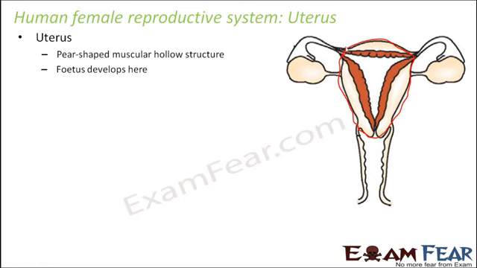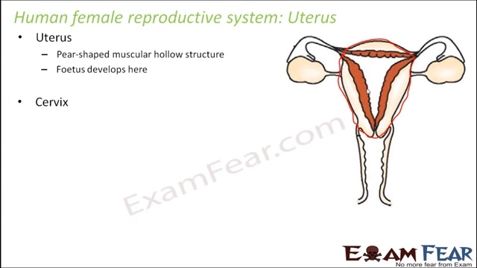The fetus develops here. The egg which was released from the ovary gets fertilized, passes through the fallopian tube, and finally reaches the uterus, and then that fertilized egg develops into a baby inside the uterus. So the uterus holds the baby for 9 months.